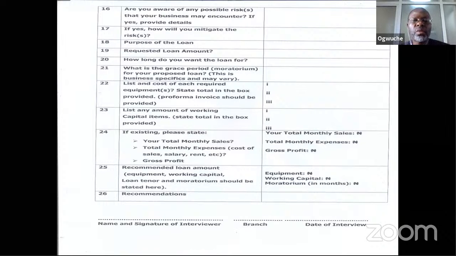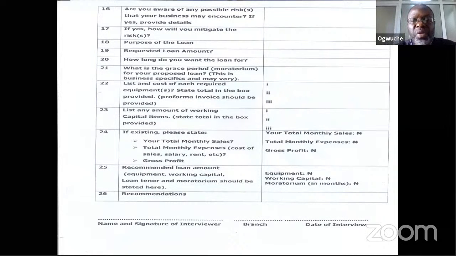Purpose of the loan, they indicated already. If it's a startup, it's to start a business. If it's already existing, of course, for expansion. Then the requested amount, you already know how much you're requesting. How long do you want the loan? Here you tell them how long you want the loan. Statutorily, they say it's 7 years, but you could want it for just 3 or 5 years, you indicate.